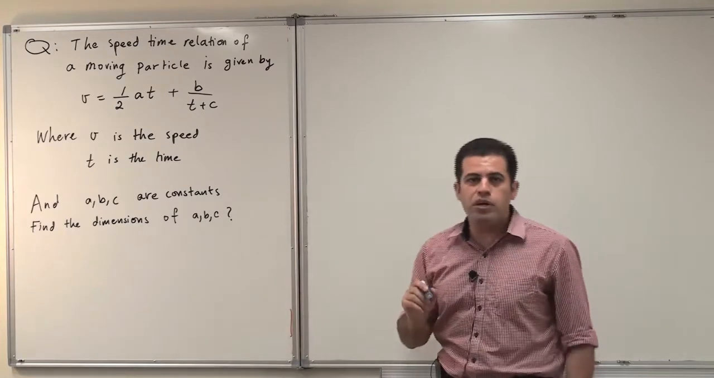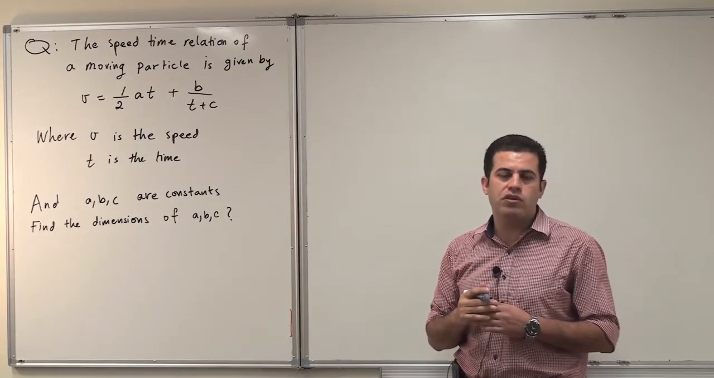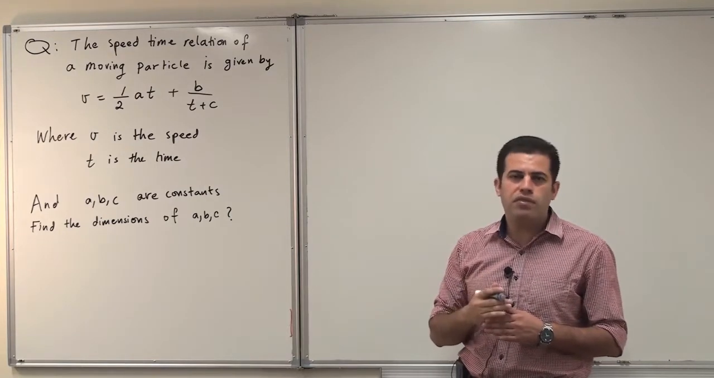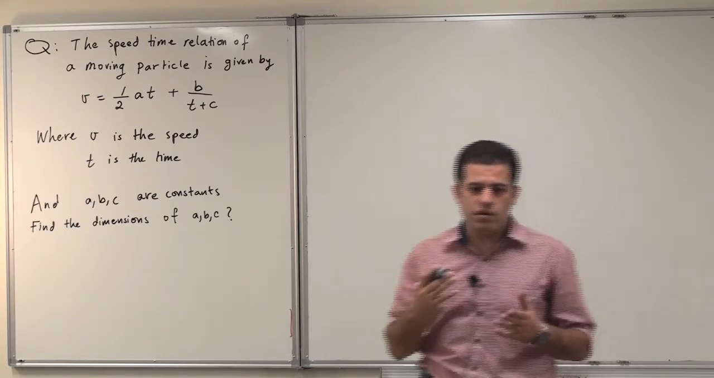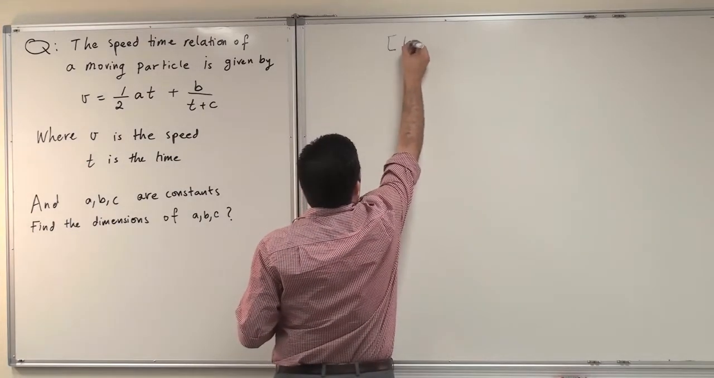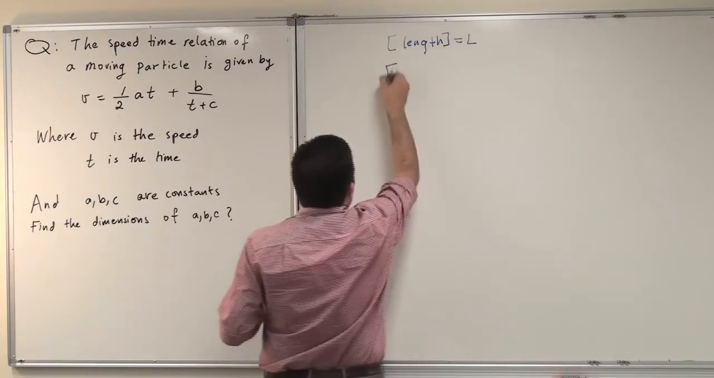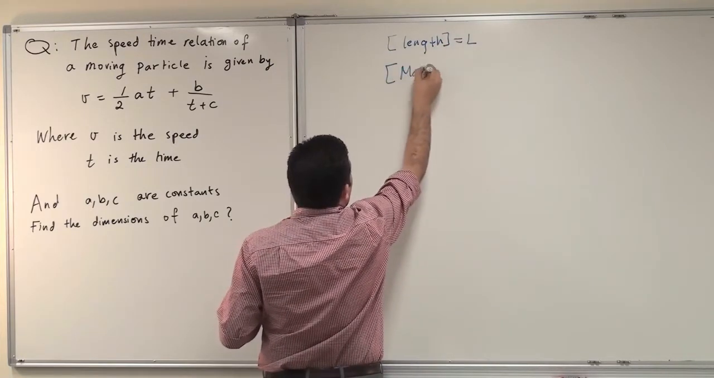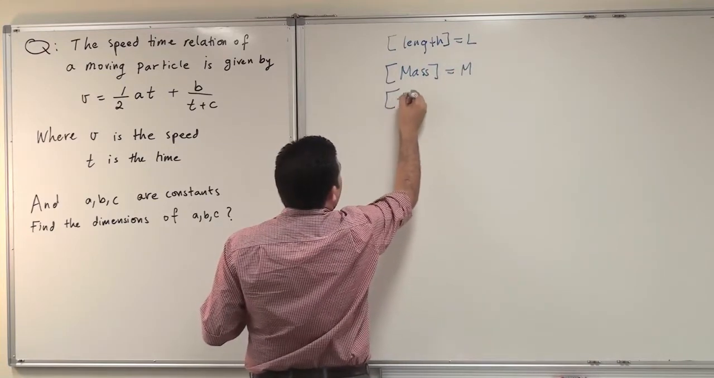So again, we have the main principle of dimensional analysis. We have three quantities. These quantities are time, length, and mass, and they have the three basic dimensions. So the dimension of length is L, the dimension of mass is M, and the dimension of time is T.